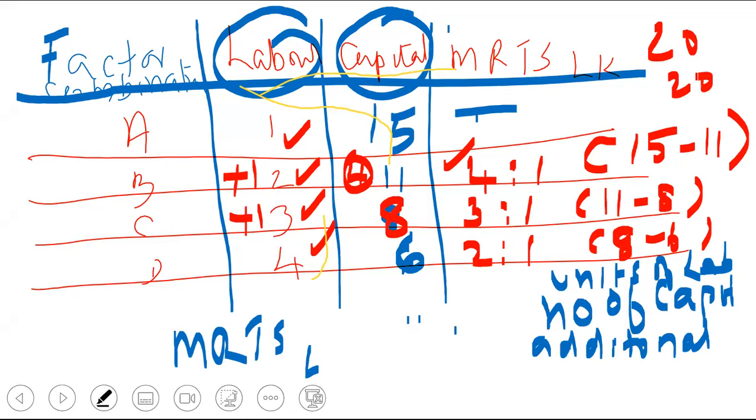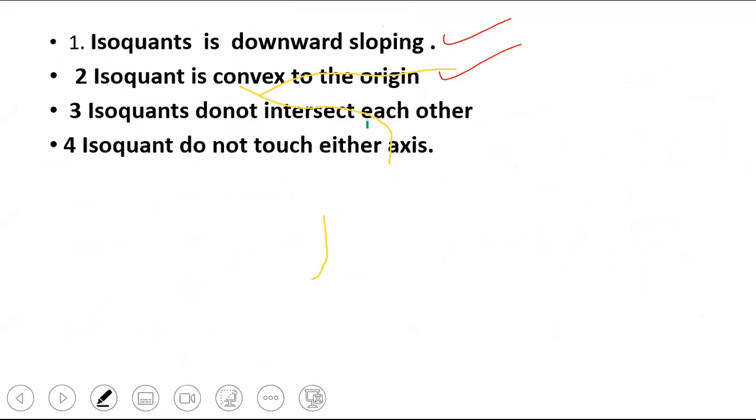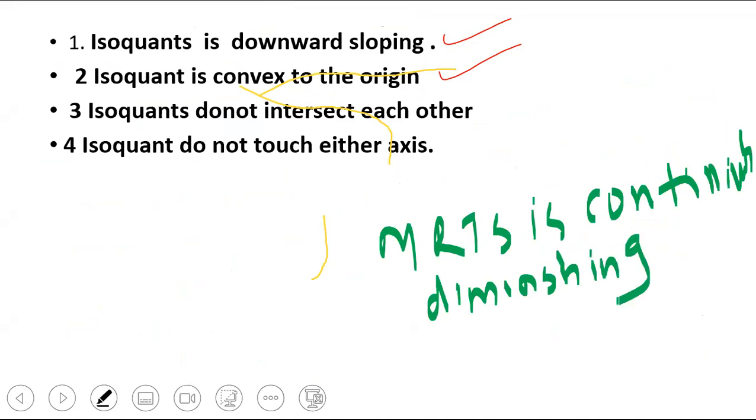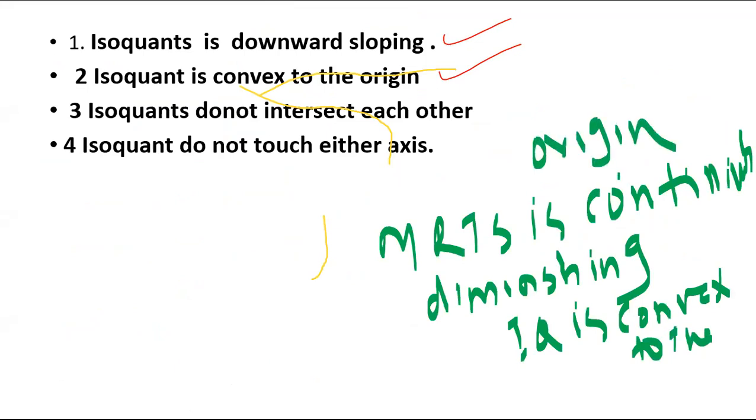And what did you see here? This is MRTS: 4:1, 3:1, 2:1. Write there: MRTS is continuously diminishing. Diminishing means it decreases. Therefore, isoquant is convex to the origin. Isoquant is convex to the origin. Excellent.